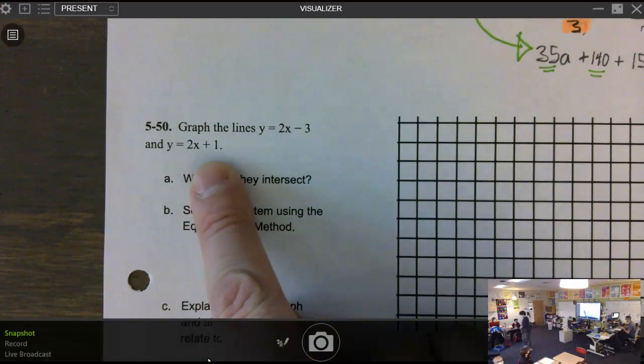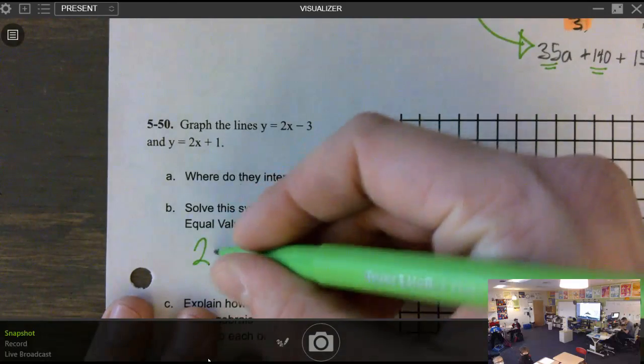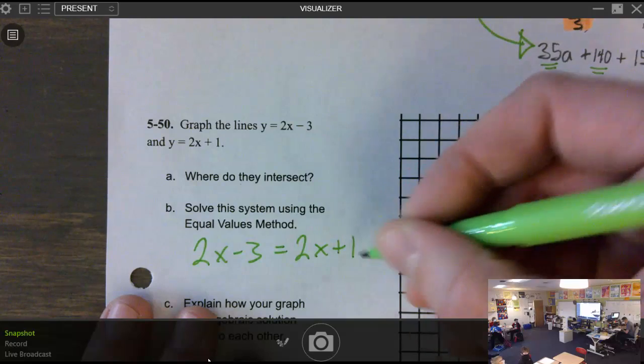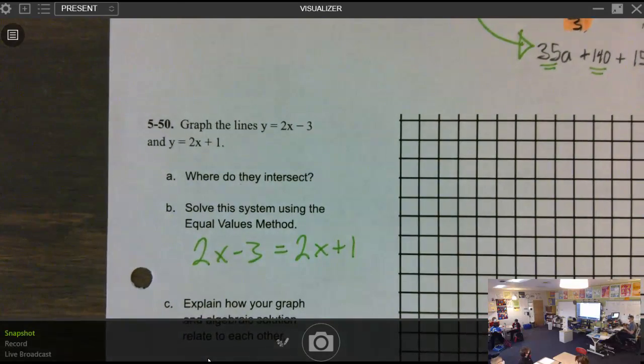So you set 2x minus 3 equal to 2x plus 1, and that's essentially saying my age 3 years ago is the same as my age 1 year from now. Which, well, that's just straight up a lie.